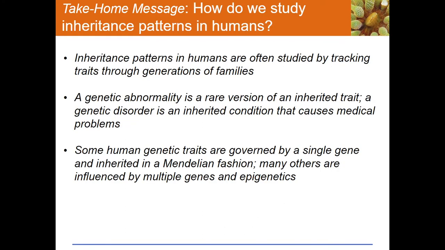Okay. Take home message. How do we study inheritance patterns in humans? Again, we can do this with pedigree charts, tracking generations through families. Abnormalities are rare versions of an inherited trait. A genetic disorder is an inherited condition that causes medical problems. Some human genetic traits are governed by a single gene and inherited in a Mendelian fashion, but many others are influenced by multiple genes and epigenetics. And that again is controlling certain chromosomes or genes on chromosomes.